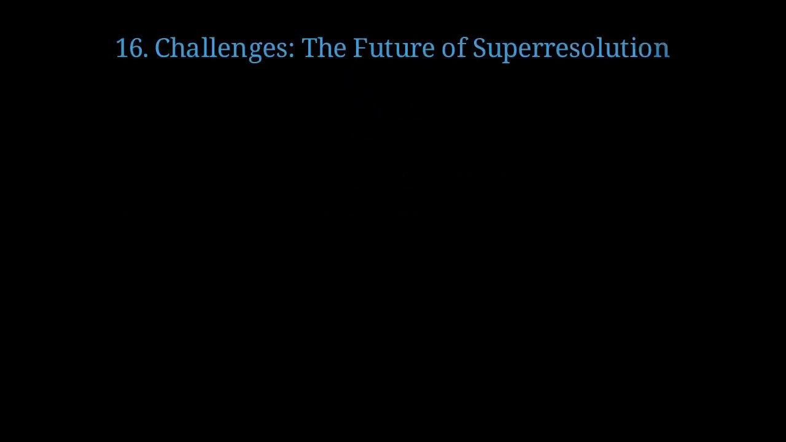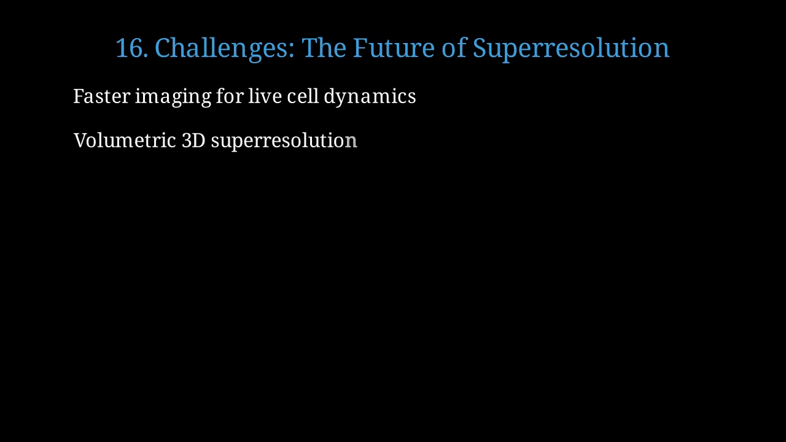Looking forward, what are the major challenges and opportunities for the next generation of super-resolution techniques? The Holy Grail is combining nanometer resolution with millisecond temporal resolution to watch nanoscale processes in living cells in real time. Most techniques work in 2D. Extending to full 3D superresolution throughout thick samples remains challenging due to aberrations and light scattering. The axial resolution delta Z is typically several times worse than lateral resolution delta X, creating elongated point spread functions in 3D.